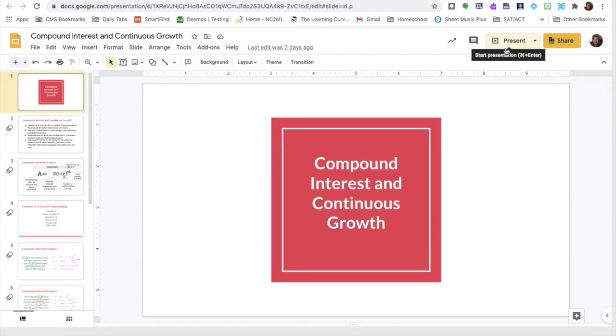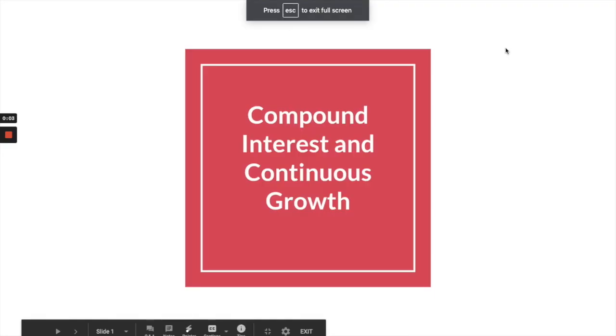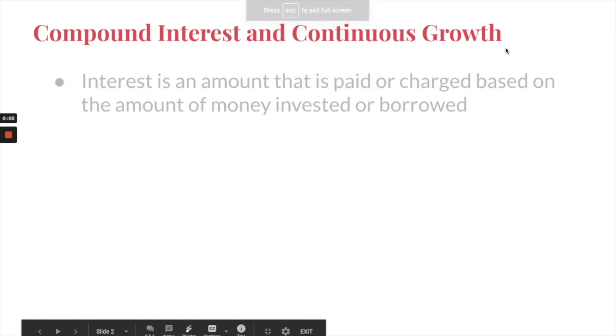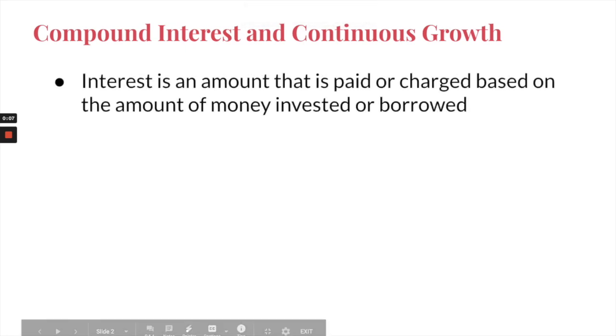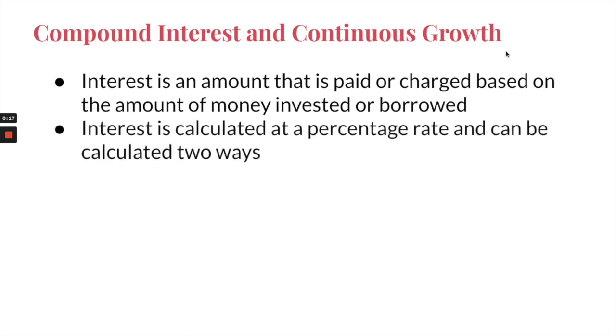Today we're going to be looking at compound interest and continuous growth. So interest is an amount that is paid or charged based on the amount of money invested or borrowed. We calculate interest with a percentage rate, and we can calculate it two ways.